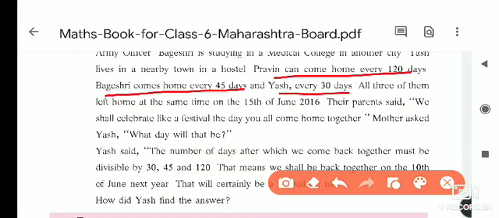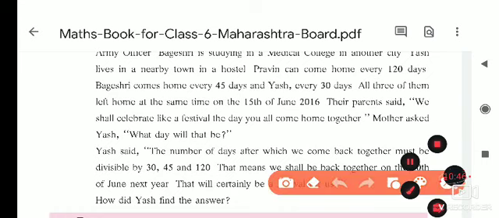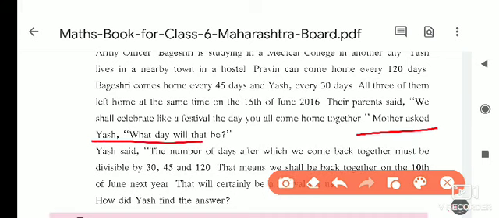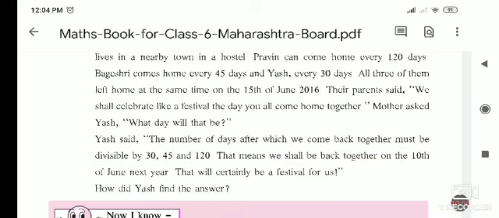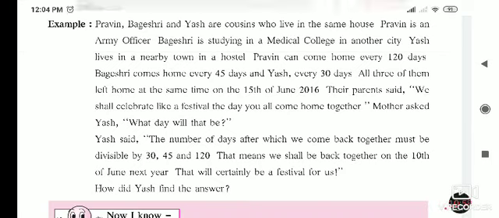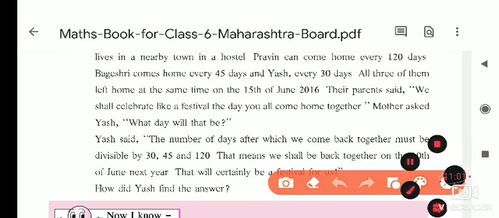All three of them left home at the same time, on 15th of June 2016. That was the common day they visited together. Their parents said, "We shall celebrate like a festival the day you all come together." Mother asked Yash what day that will be. So here we need to find when they will come together next time.